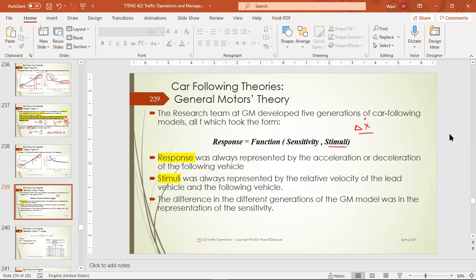So if the speed of the lead vehicle drops, okay, that means the delta will be negative. That means the response will be deceleration, negative acceleration. And the sensitivity, this is how far, the strength of the response. So the sensitivity was dependent on several aspects, and actually all the different models will be a function of different treatment for sensitivity, as you will see now.